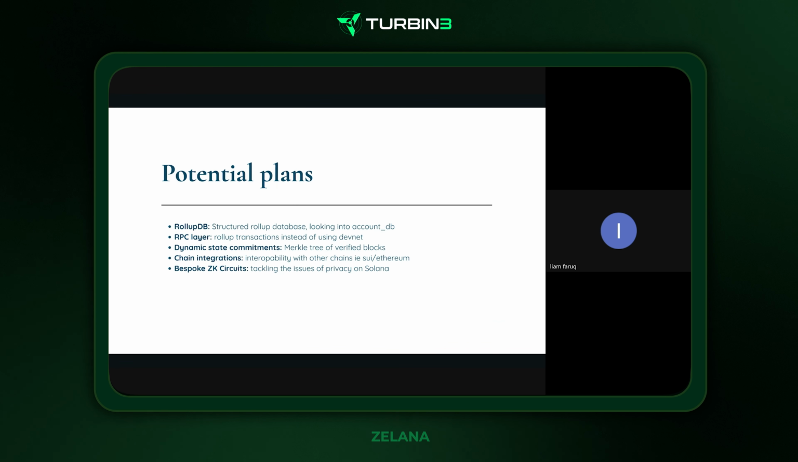Our potential plans for the future: we're looking to introduce more features and improve the infrastructure. We care about privacy here, so we want to expose more ZK circuits for application use, potentially integrate an RPC layer for our own bespoke RPC methods, and expand our rollup DB to make it more scalable. And I think Mono also has some great thoughts on this, so I'll let him chime in here.